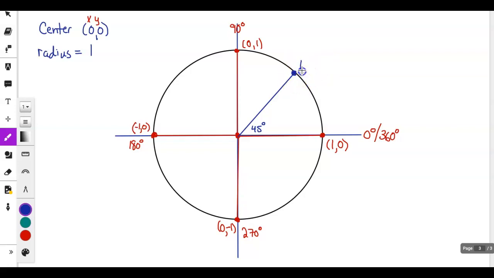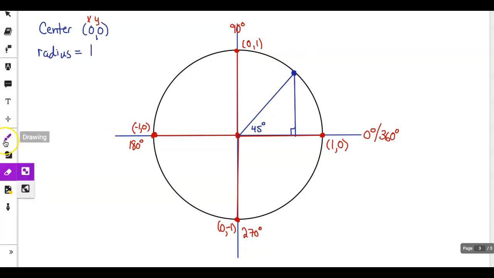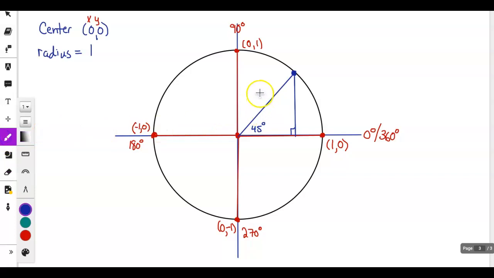So I want to figure out the ordered pair right here. Well, to figure out that ordered pair, I'm going to drop down in altitude, and I'm going to make a right angle. If I know, and actually let me erase this because it looks like a 1. I actually know that this hypotenuse is 1 because the hypotenuse is the radius of the unit circle.